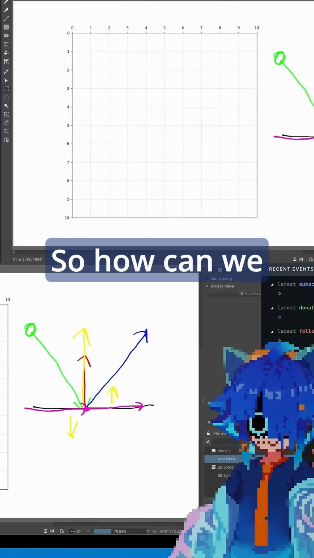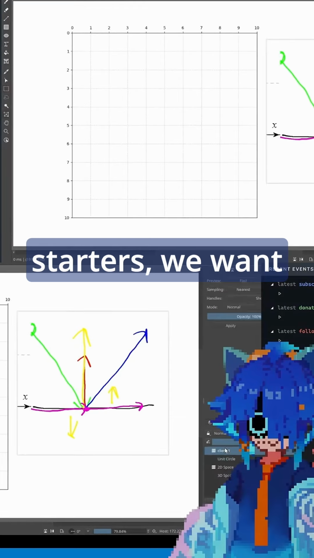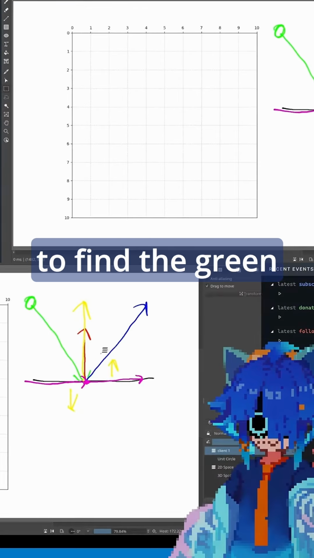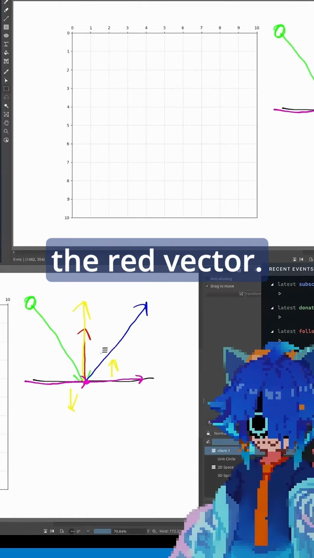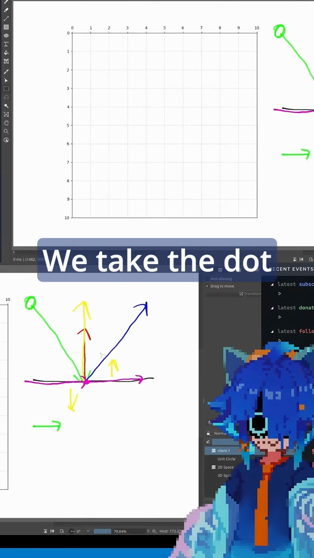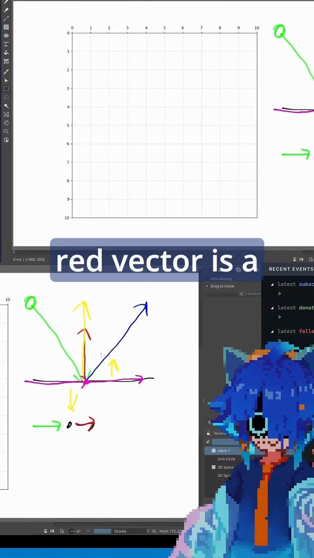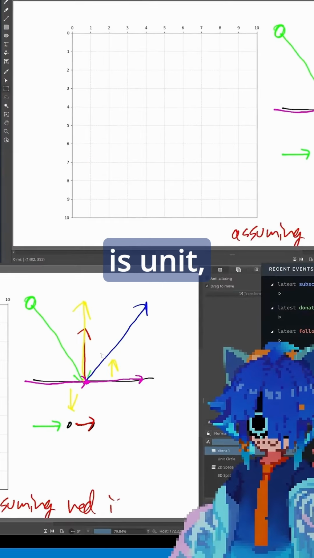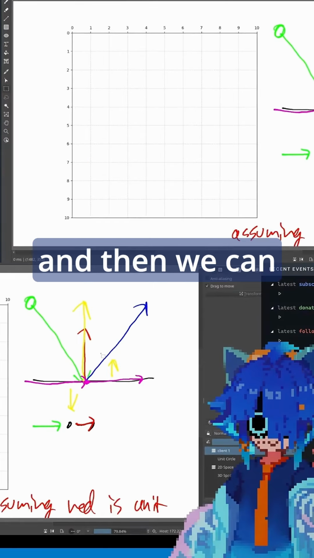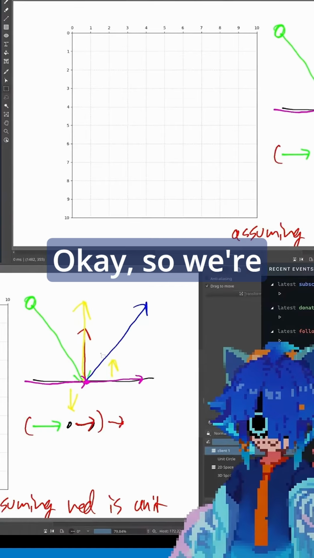So how can we break it down into those two vectors? Well, for starters, we want to find the green vector projected onto the red vector. How do we do that? We take the dot product of green with red, assuming that the red vector is a normal vector, so assuming red is unit. And then we can multiply that result by the red vector. Okay, so we're going to call this the orange vector.